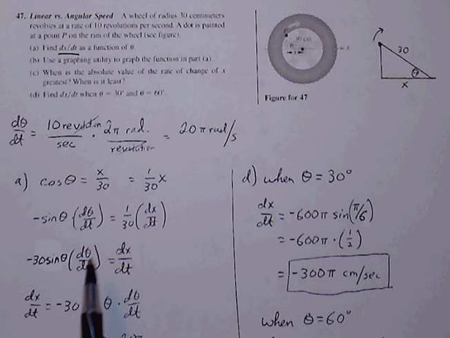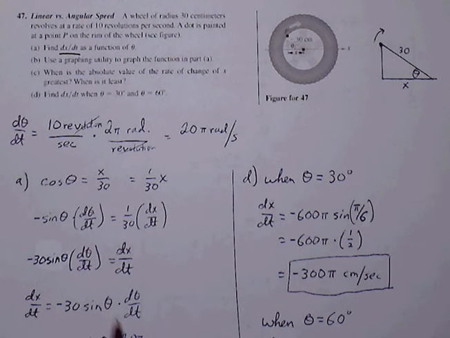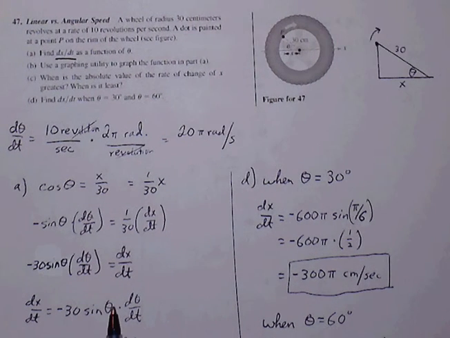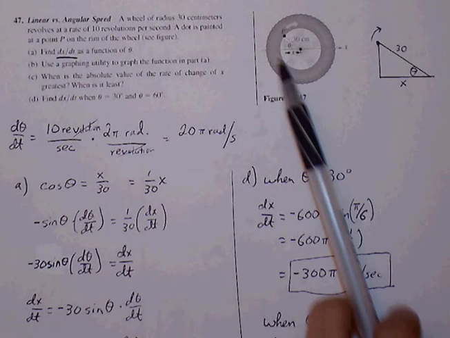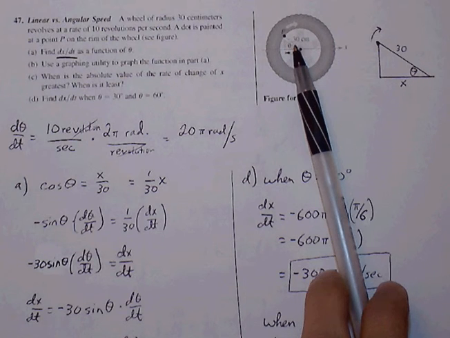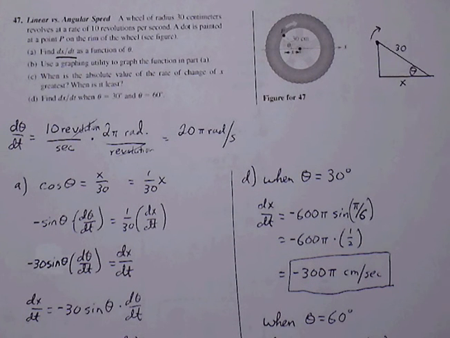Let's finish trig-related rates homework with 47. It says a wheel of radius 30 centimeters revolves at a rate of 10 revolutions per second. A dot is painted at a point P on the rim of the wheel, in our figure here. Find dx/dt as a function of theta.